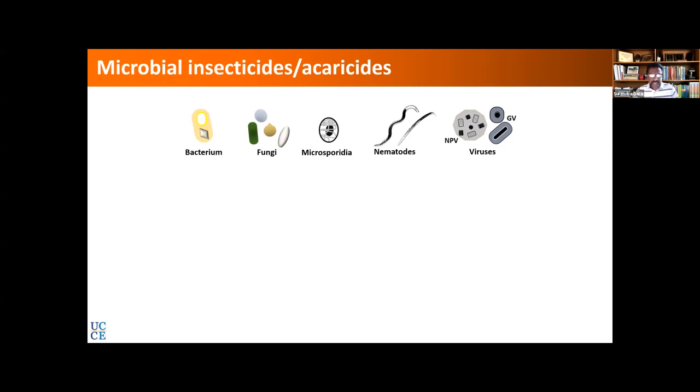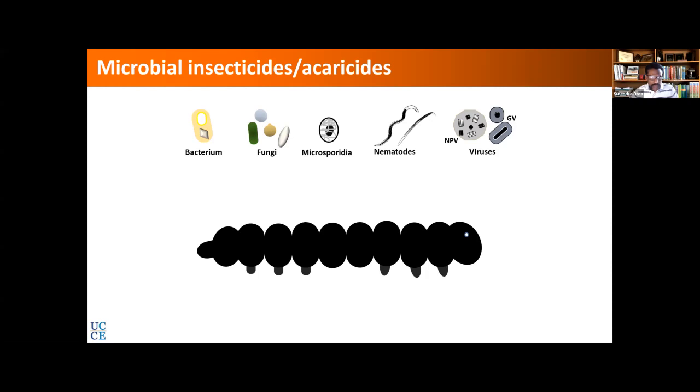So how do they actually infect or attack insects? When we look at bacteria, they have to be ingested, and this crystalline protein is activated under the high pH conditions of the insect gut, and they make holes in the intestine and then eventually kill the host.